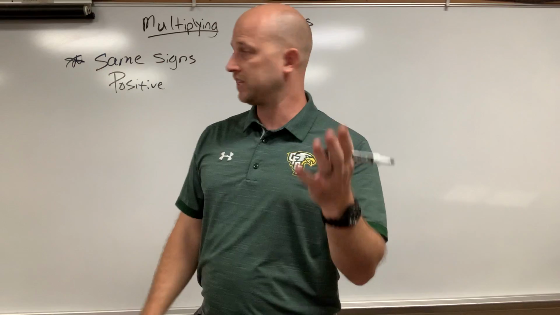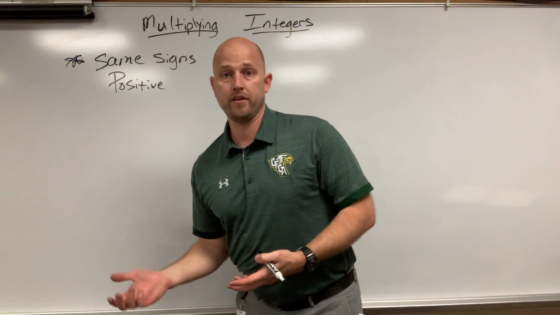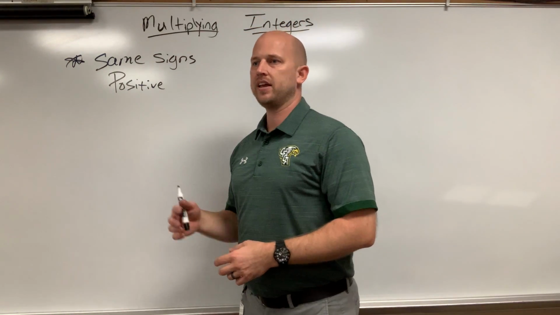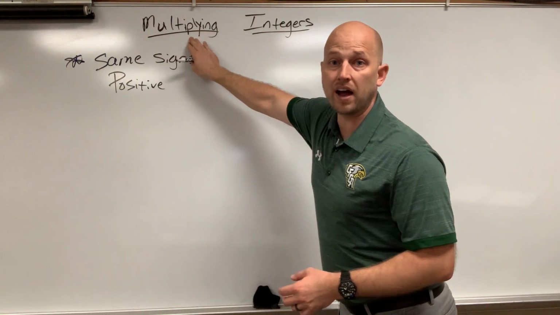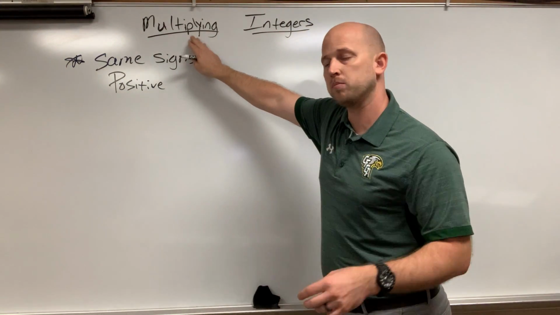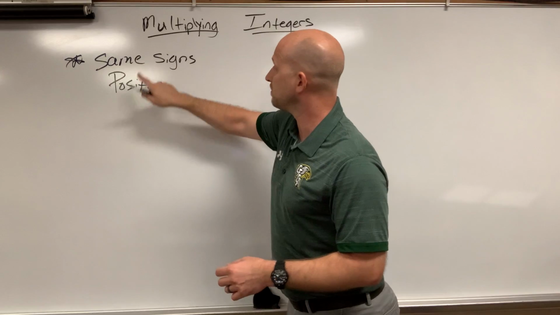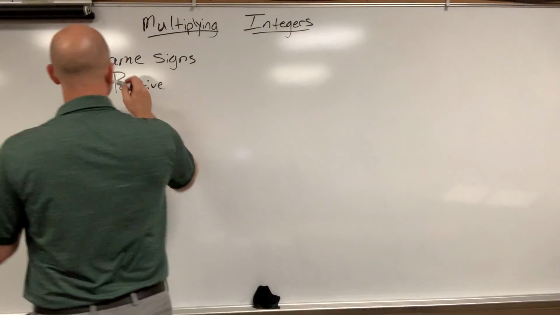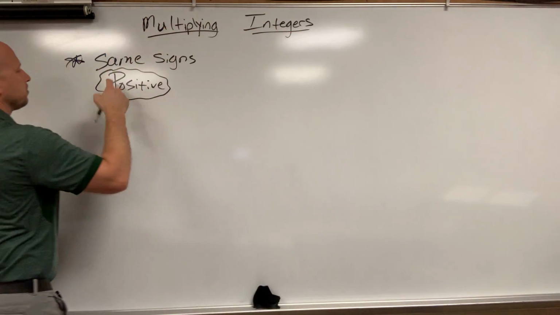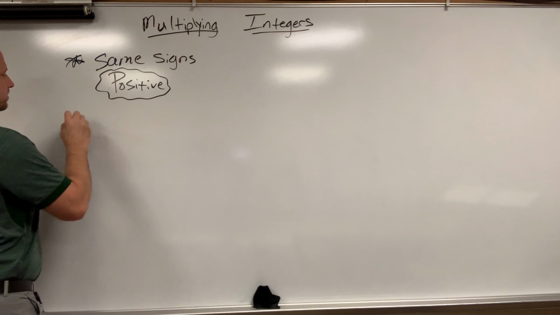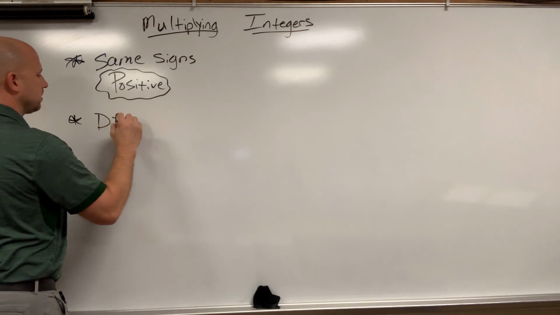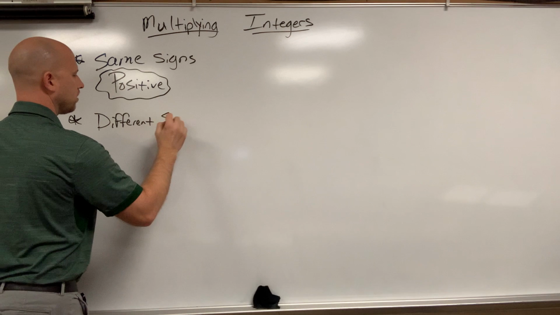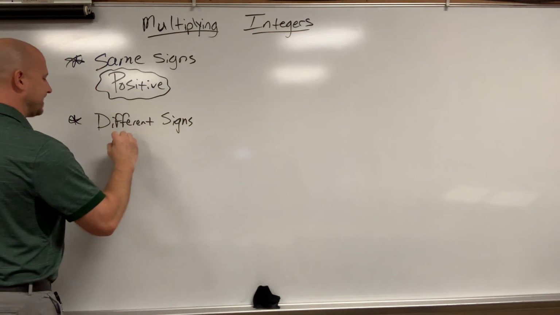When you're adding and subtracting, when it's the same sign, you add and then you keep the sign. But when you're multiplying and dividing, and we'll be dividing in the next video, but multiplying here, when it's the same signs, it's positive, okay? We'll work through a bunch of examples, you'll see what I mean. And then the second rule is different signs: negative.